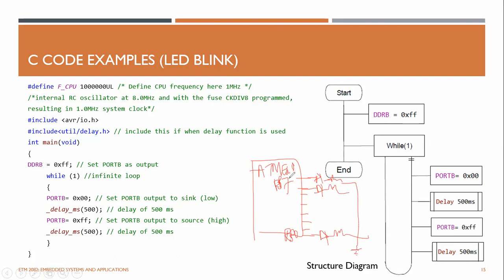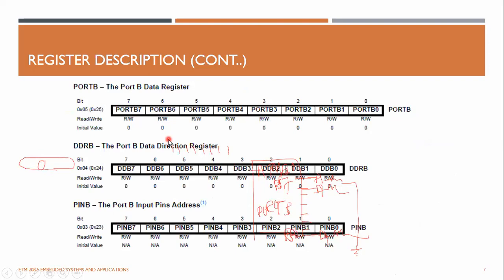So, from PB0 to PB7, this is port B. You have to set it as output, so in the DDRB register you have to write 1. This is the DDRB register for port B. Everything is output, so for every bit you have to write 1.